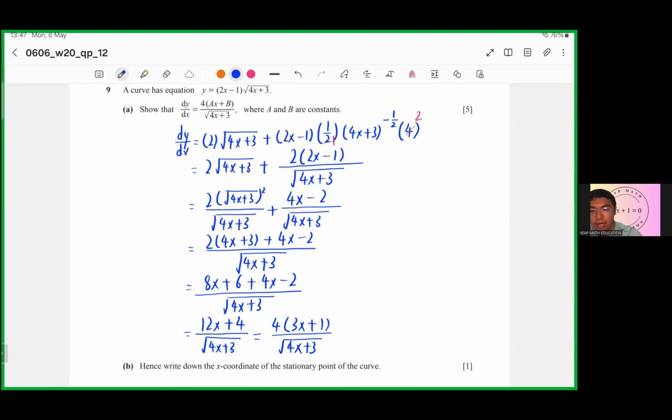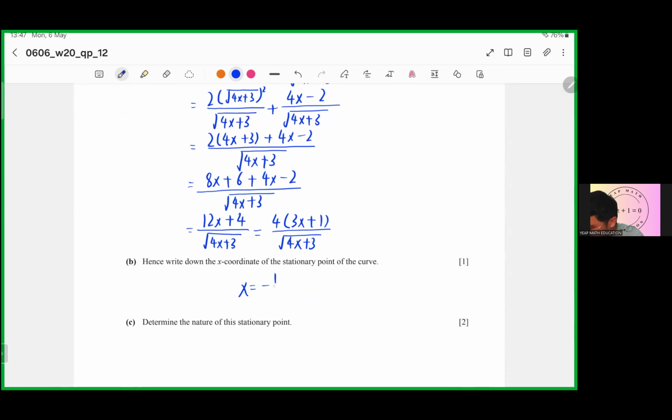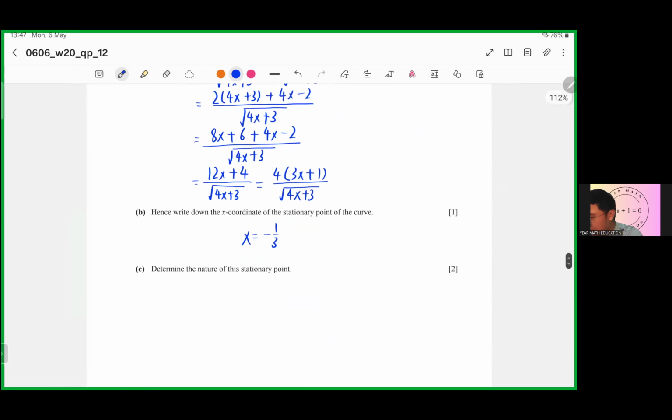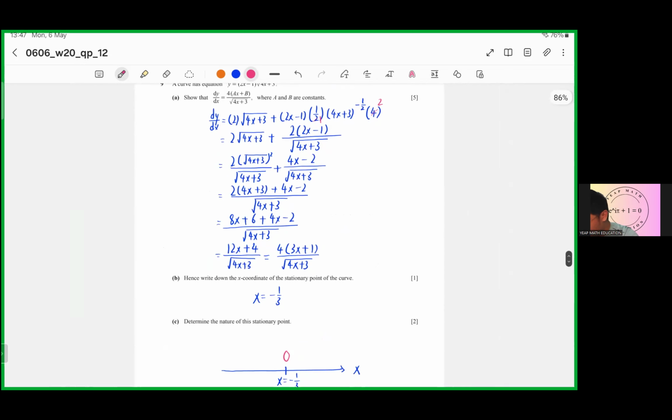Now we look at question B. Hence write down the x coordinate of the stationary point of the curve. So x equals negative 1 over 3. It's a very easy one. And determine the nature of the stationary point. We can sketch a number line, x equals negative 1 over 3 and this x. So here dy/dx is 0.